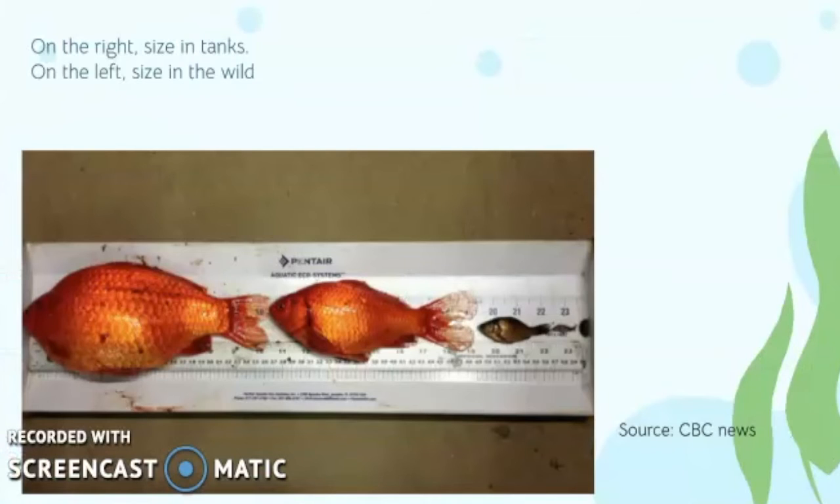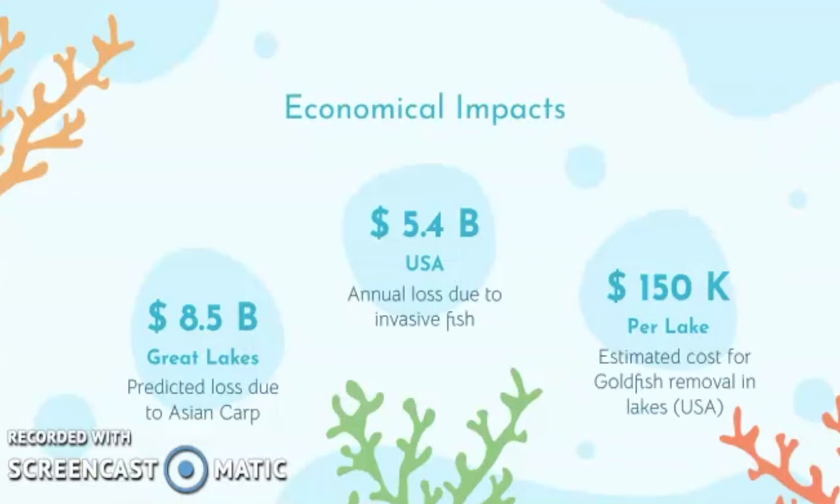On this image, you can see on the left side how big the goldfish are able to get in the wild. Some are able to grow as big as 40 centimeters, and on the right is their size in tanks. Usually this is roughly around 4 centimeters.